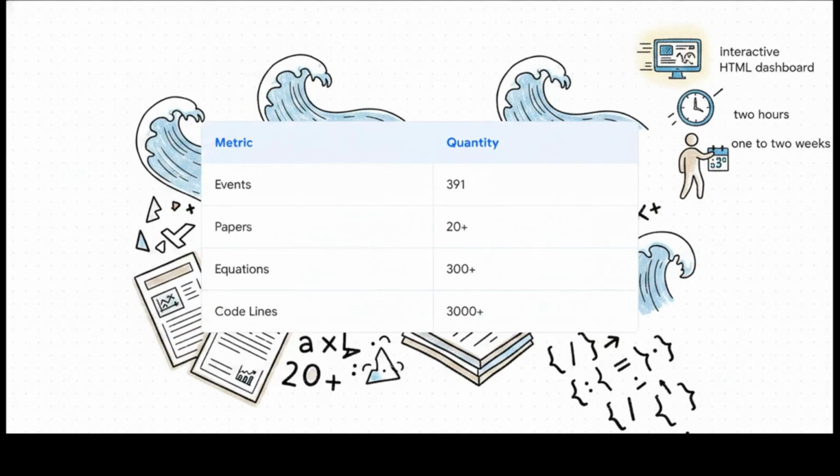When tasked with a gravitational wave analysis workflow, Kimi K3 processed 391 events, cross-validated over 20 scientific papers, evaluated over 300 equations, and generated more than 3,000 lines of Python code. It even built interactive HTML dashboards to explore the results, and it did all of this in just 2 hours. To put that into perspective, that's enough work to fill 1 to 2 weeks of manual effort by an experienced human researcher. It's essentially a senior researcher working at absolute lightning speed.